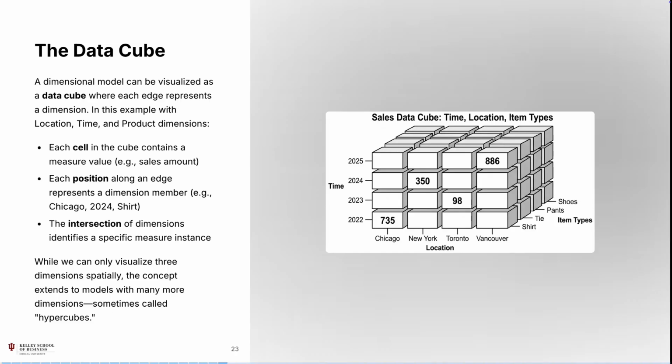Each cell in this cube contains a measure, let's say a sale amount. So the intersection of Chicago plus 2024 plus shirt gives you $350 in sales. So now you can slice the data, dice the data, drill down, or roll up. While we can only visualize three dimensions spatially, the concept extends to models with many more dimensions. Sometimes people call these hypercubes. The principles remain the same. The measures are qualified by different dimensions and they are ready to be explored.